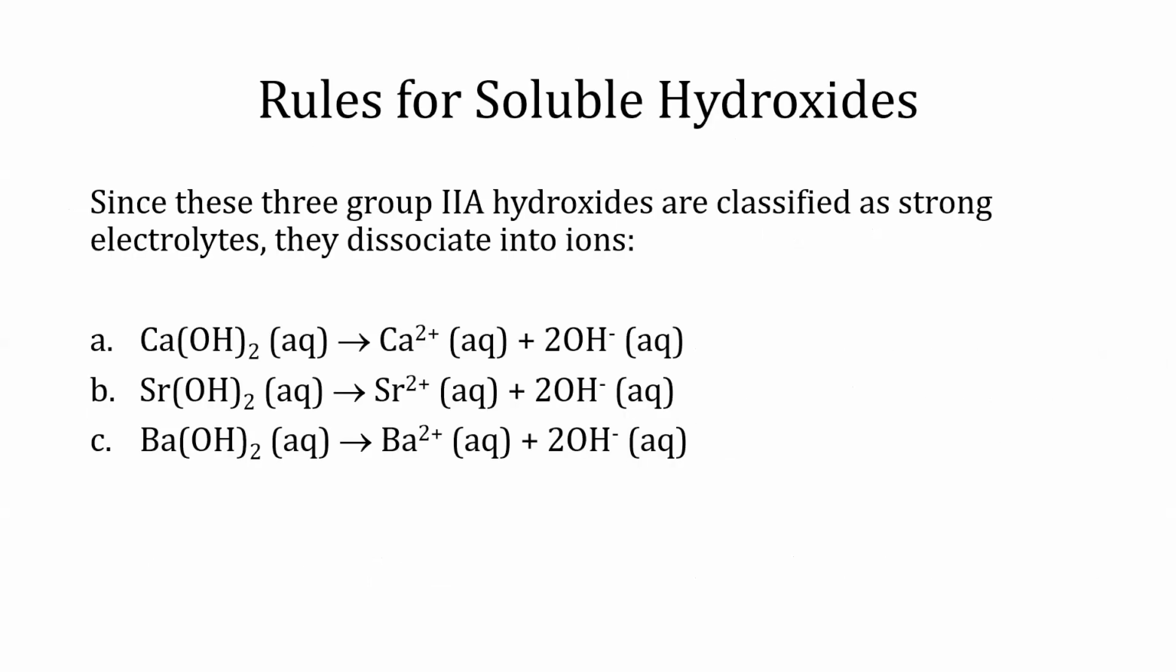Since these group 2A hydroxides are classified as strong electrolytes, the result is that they produce in water the metal cation with a 2+ charge and 2 OH- ions.